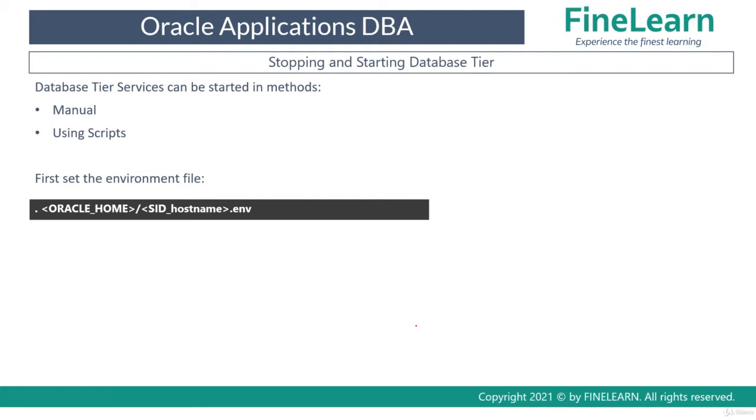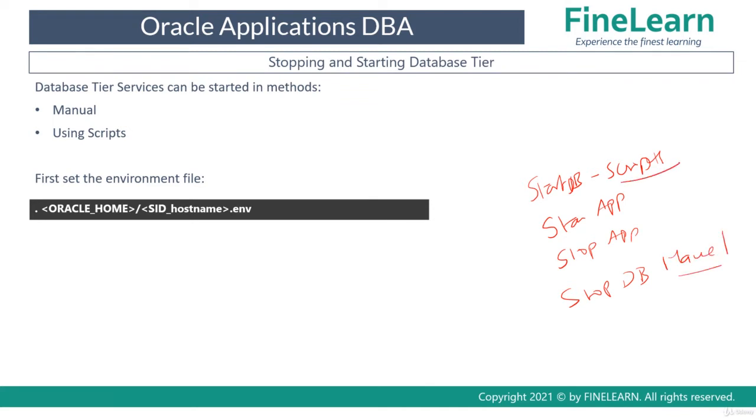In this exercise, first I'll start the DB tier using Oracle provided scripts. Then I'll start the application tier. Then I'll stop the application tier and stop the DB manually using the regular commands, that is SQL*Plus and sysdba. In that way, we'll cover both the script-based method of starting services and the manual method.